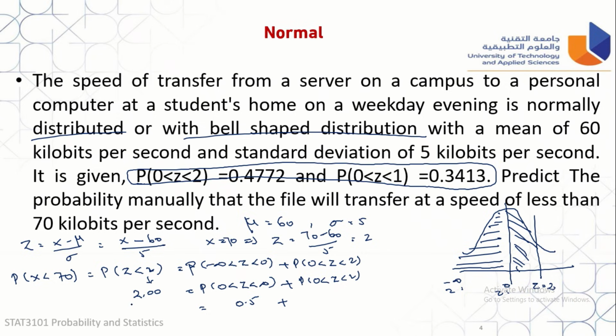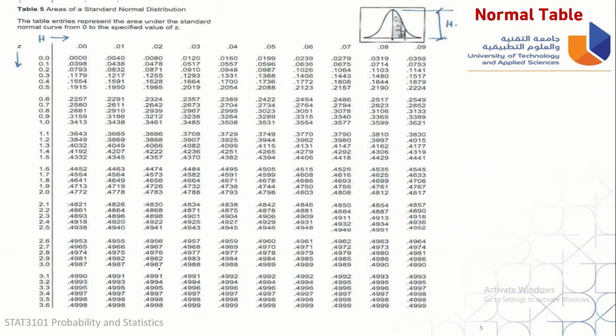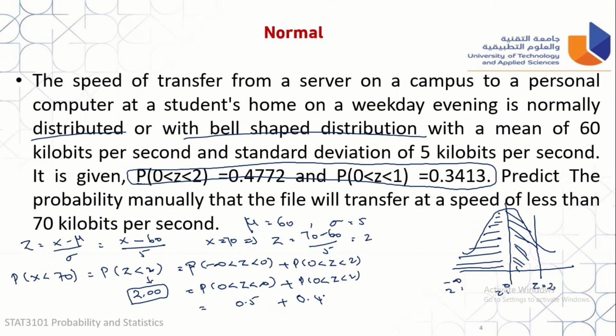How to find 0 to 2? 0 to 2.00. So move to the normal table. 2.0 with 0. It is 0.4772. So the answer is 0.5 plus 0.4772, which is 0.9772. Okay, so get back to the program.